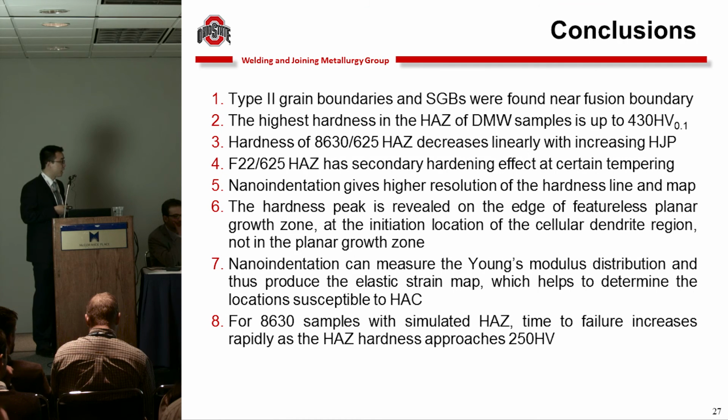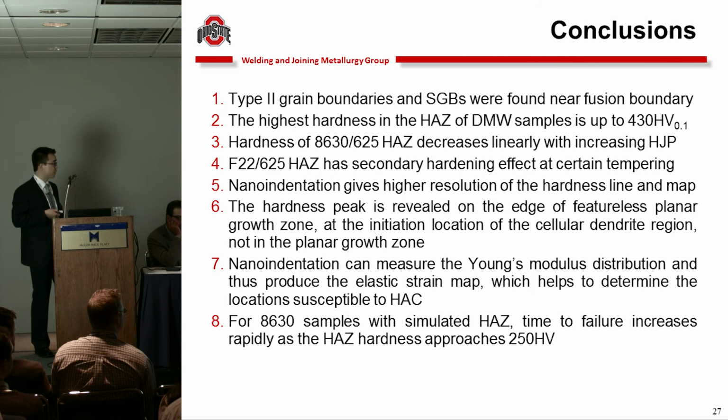The nano indentation gives higher resolution of the hardness line and the map. The hardness peak is revealed on the edge of the featureless partially melted zone as the initiation location of the cellular dendritic region, not in the partially melted zone. The nano indentation can also measure the Young's modulus distribution and produce the elastic strain map, which can help us to determine the location most susceptible to the hydrogen-assisted cracking. The last one is for the 8630 samples with the simulated heat affected zone: the time to failure increases rapidly as the heat affected zone hardness approaches 250 HV, the NACE criteria.